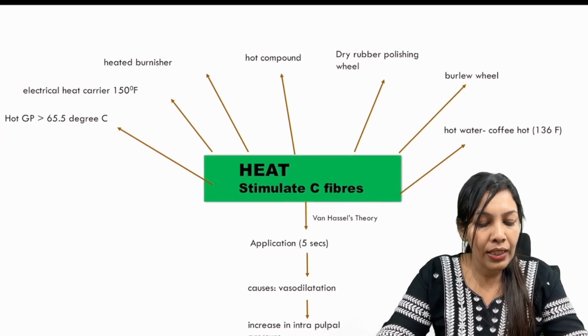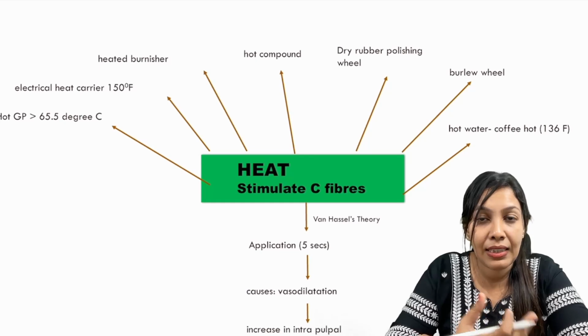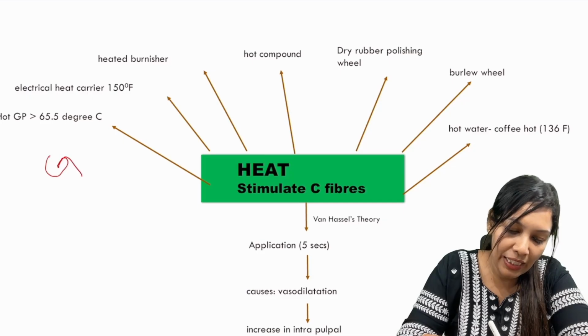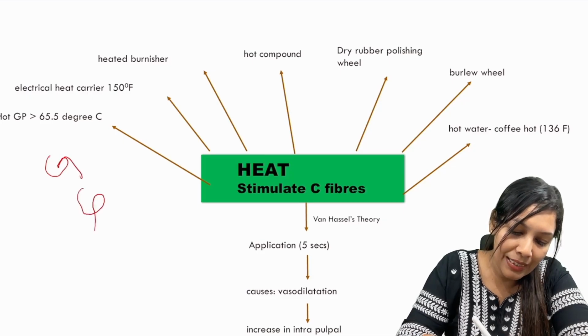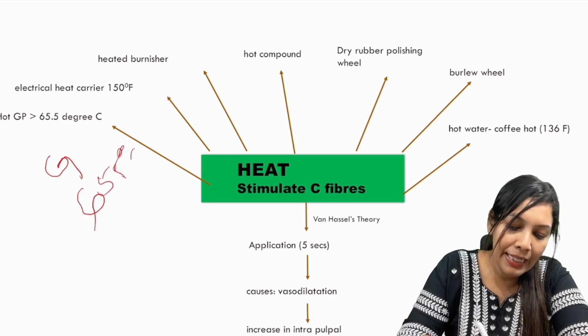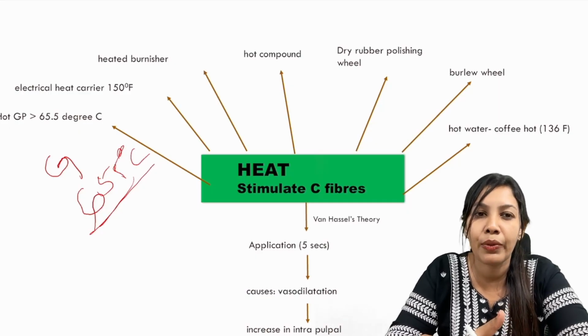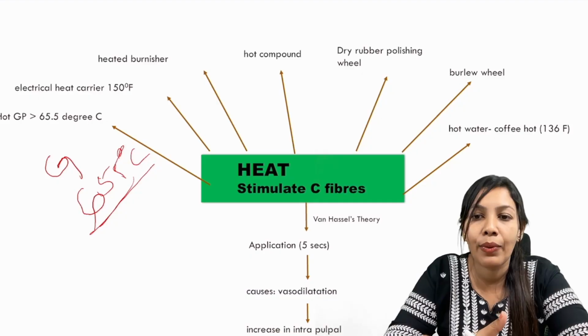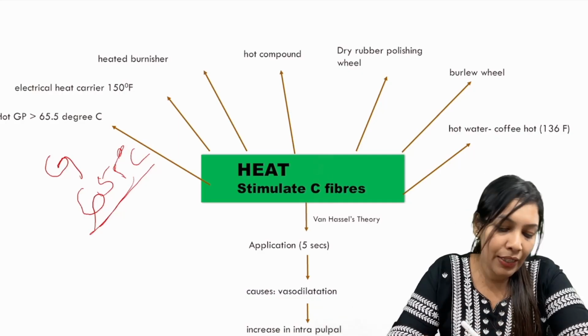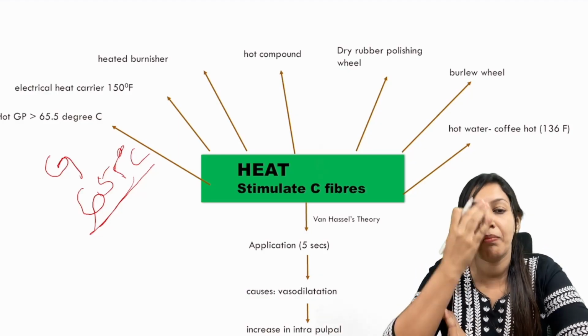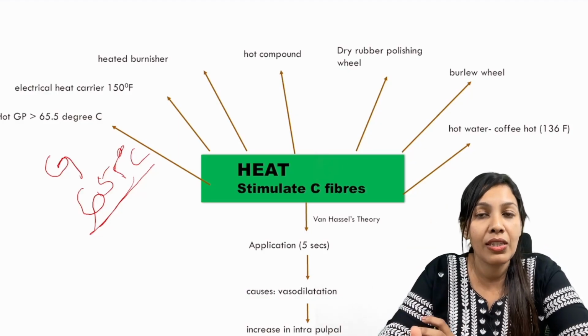See, first is hot gattapacha. How can you memorize this? I used to memorize it like this: gattapacha, G, we used to write like this, right? So you can convert G to 6. So it is 65.5 degrees C. That is the temperature of hot GP. This question has been commonly asked: what is the temperature of a hot GP to activate the A delta fibers seen in the pulp? So you can memorize it like this. G will be written as 6, so it is 65.5 degrees C, which is the required temperature for hot gattapacha.